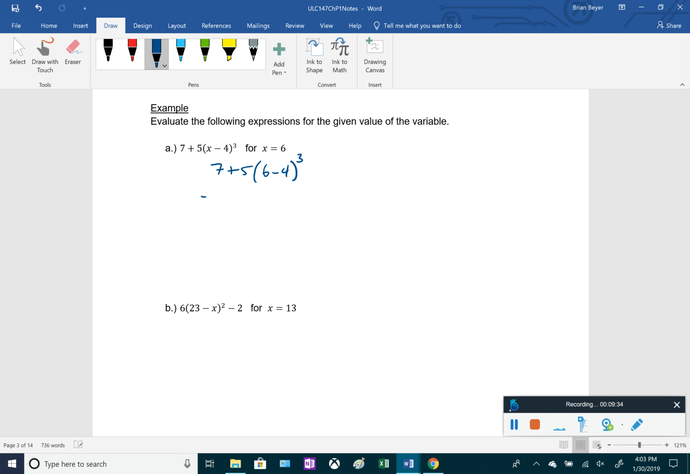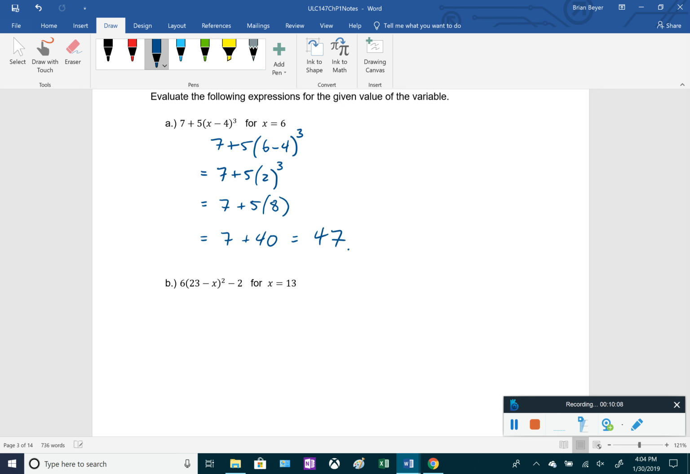And now it's the same exact thing that we were just doing. So order of operations, parentheses first, 6 minus 4 is 2. So next is going to be the exponent. 2 cubed is 2 times 2 times 2, which is 8. 7 plus 5 times 8, we need to do the multiplication. 5 times 8 is 40. And 7 plus 40 is 47.